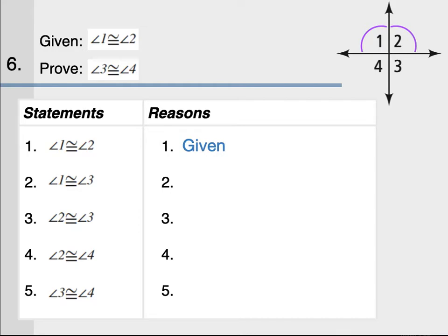Step 1, your reason was given. A quick note when you're writing proofs, it's always a good idea to label the information it gives you on your diagram. Angle 1 is congruent to angle 2. You can add those angle congruency symbols. Step 2, angle 1 is congruent to angle 3.